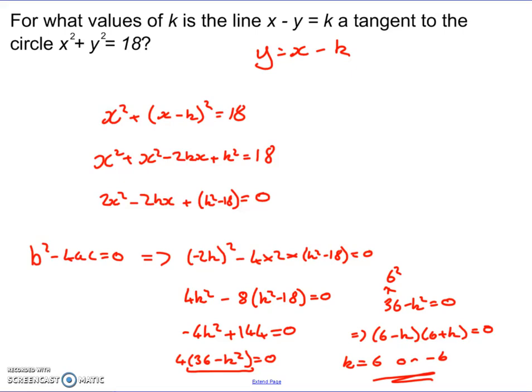So remembering, first get your line in the y equals mx plus c format, substitute it into the circle equation, get it in the quadratic format, ax squared plus bx plus c equals 0, then use the discriminant. And remember the three conditions you get on the discriminant. Bigger than 0, you get two roots, so you get 2 points of intersection. Equal to 0, you get one root, a tangent. Less than 0, no roots, no points of intersection, so it's just out in free space somewhere around the circle.